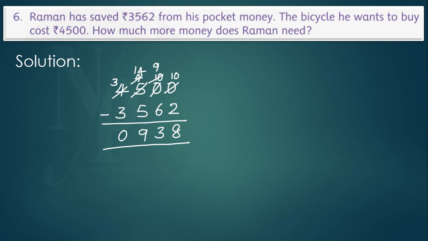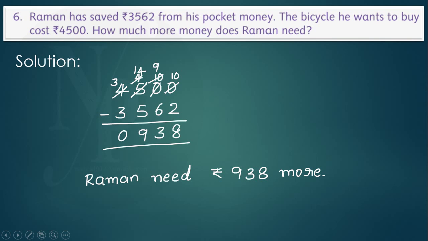Therefore Raman needs 938 rupees more to buy the bicycle. So Raman needs rupees 938 more. So like this you have to conclude.